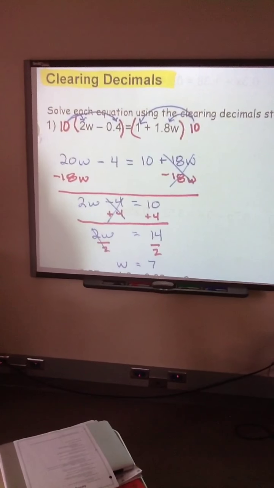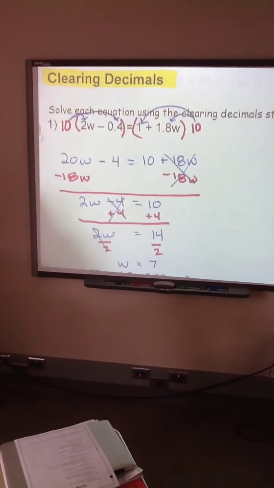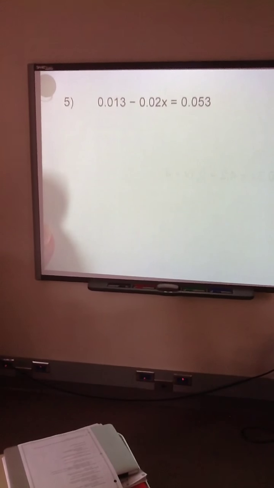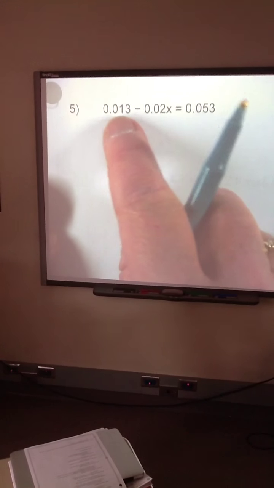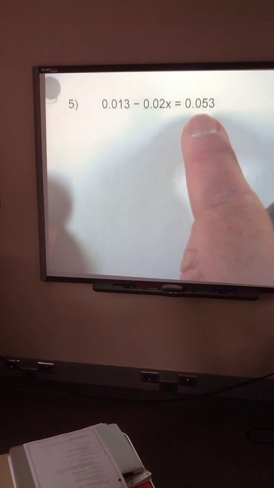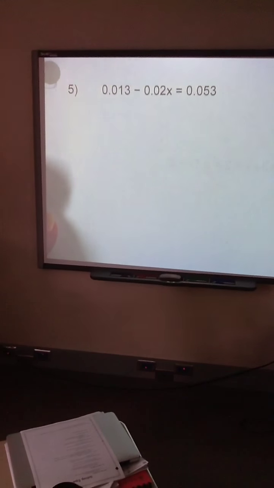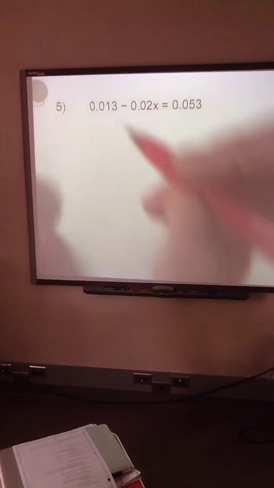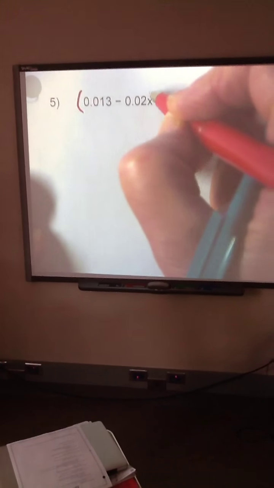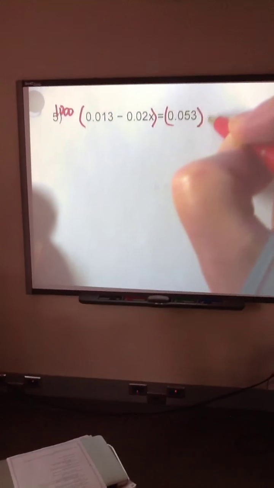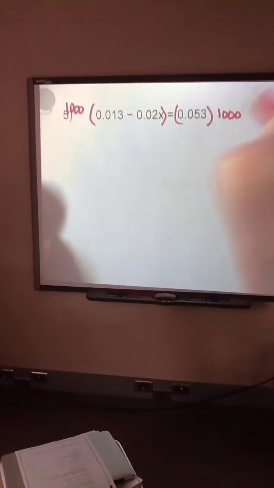When you have decimals that have more than one decimal place, then you have to multiply by a higher power of 10. In looking at this problem, you'll notice that there are 3 decimal places in this number, only 2 in this one, and then 3 in this one. So we have to multiply by a power of 10 that will eliminate all the decimals. So the number that we would choose would be the number 1,000, because 1,000 will move the decimal point 3 places.